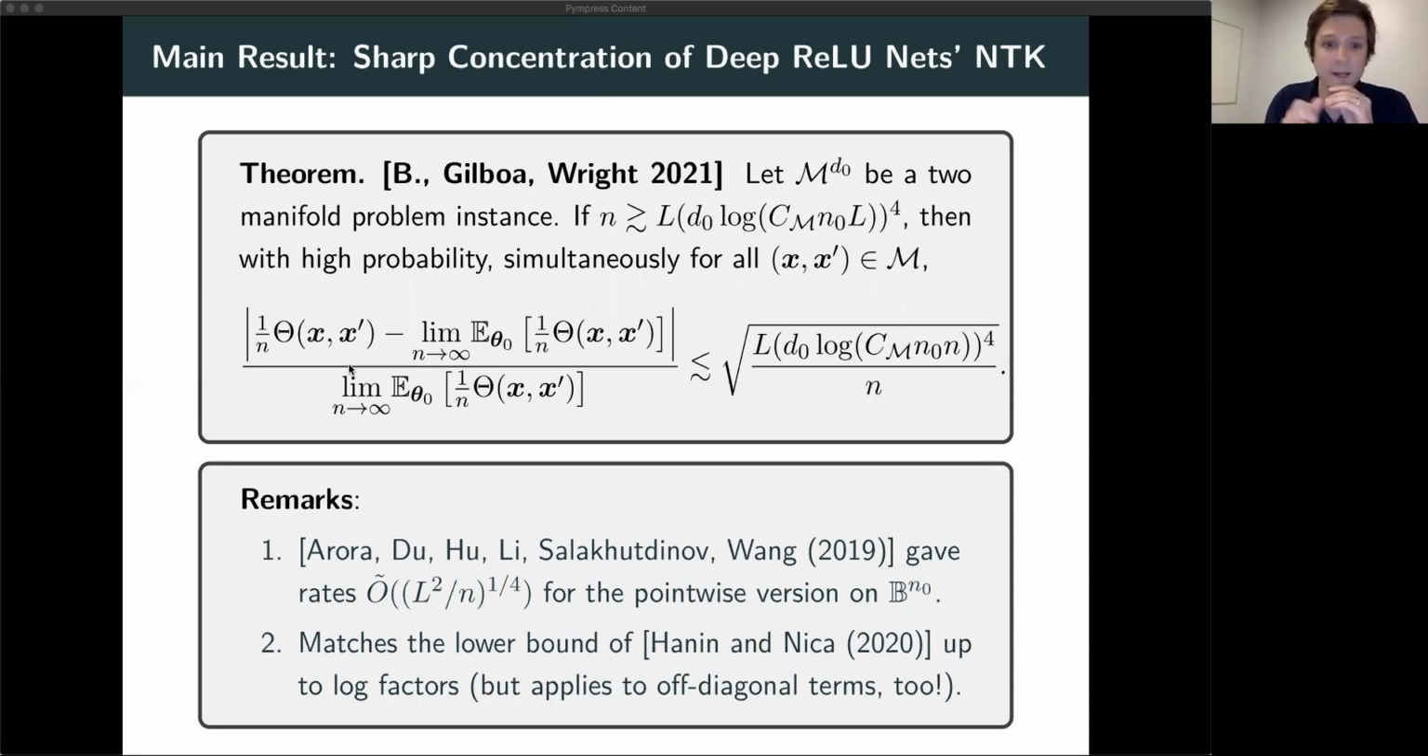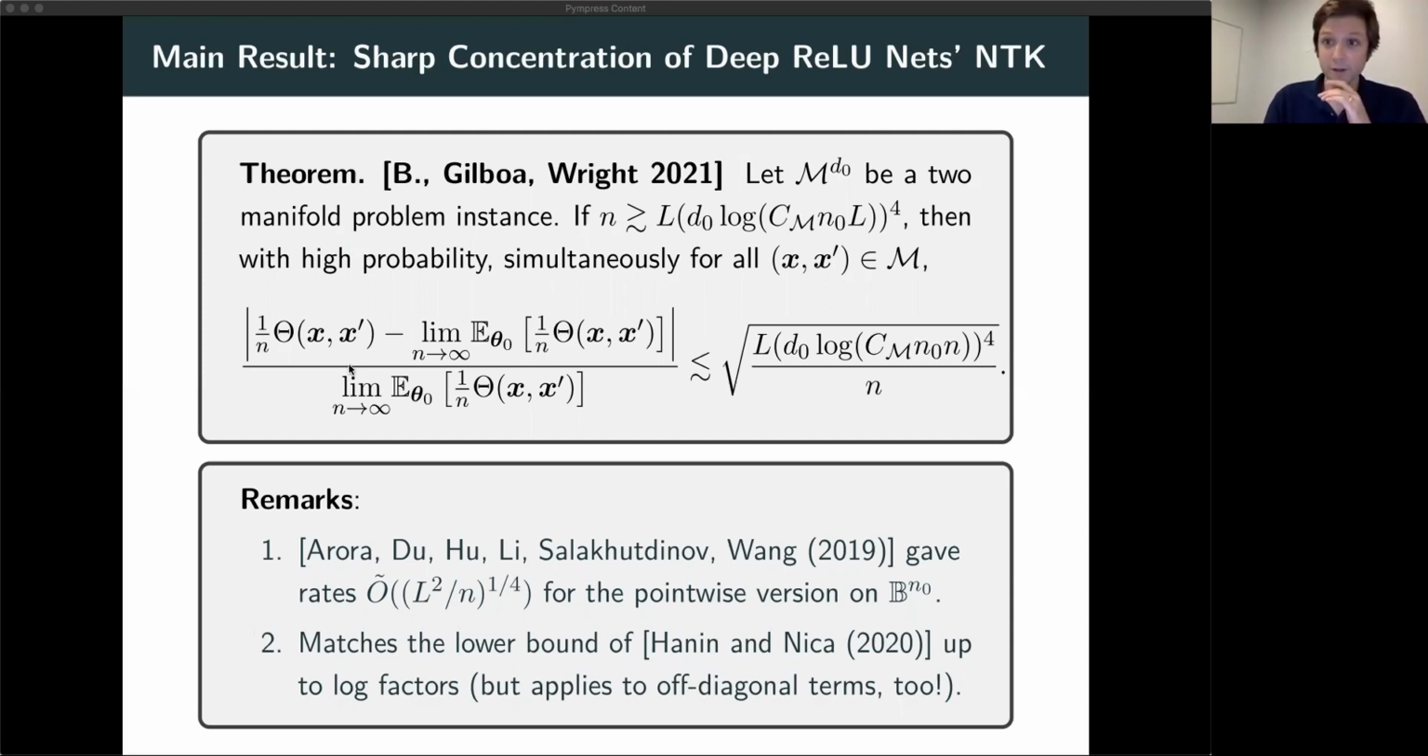Hanin and Nica have studied concentration of the neural tangent kernel in the case where the two points x and x prime are equal, so on the diagonal. And in that setting, they show sharp upper and lower bounds on the variance. If you integrate out this tail bound in order to get a bound on the second moment, you'll get something that matches up to log factors. And so we can conclude as well that these bounds are essentially optimal, in particular with respect to the depth.